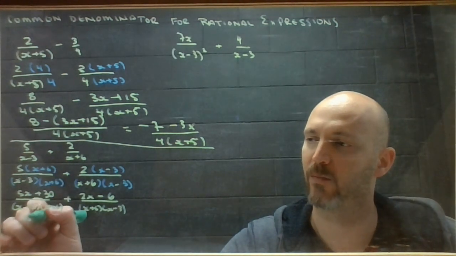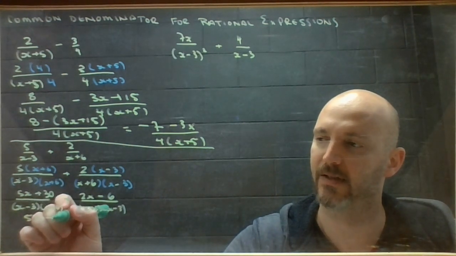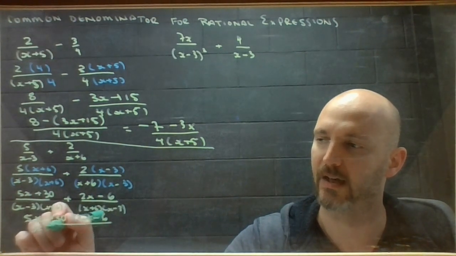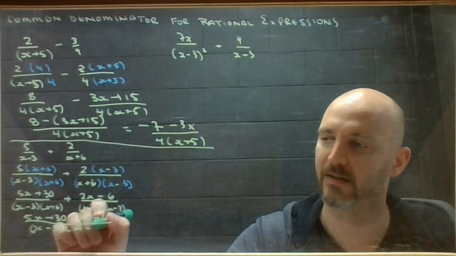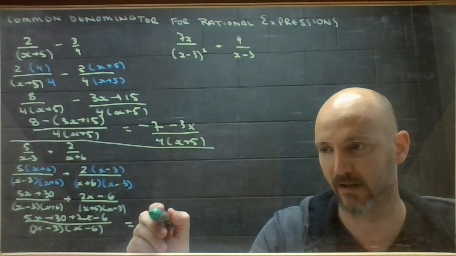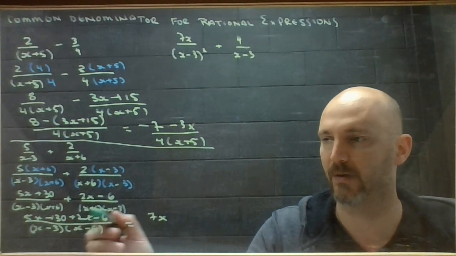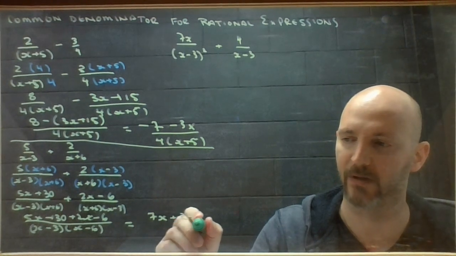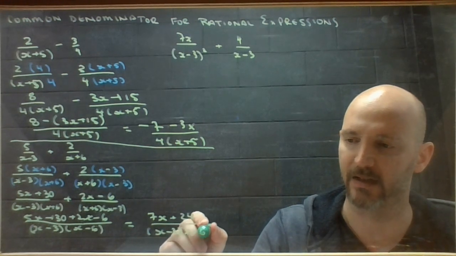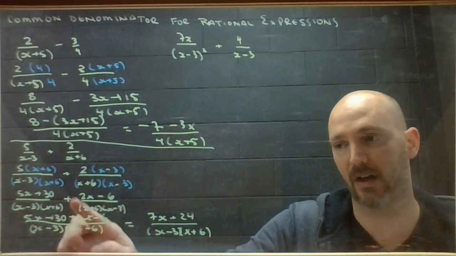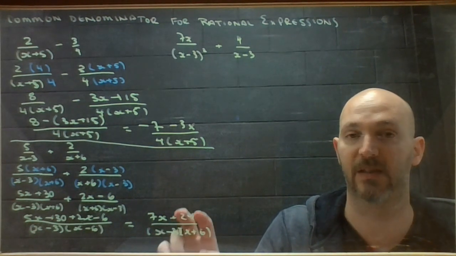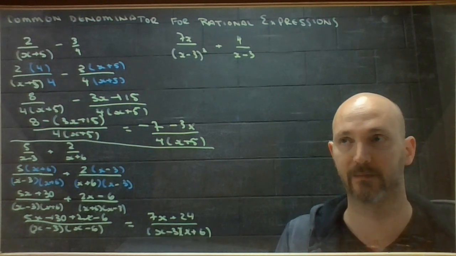So if I combine them as 5x plus 30 plus 2x minus 6 over x minus 3, x plus 6. Gathering the like terms, 5x's and 2x's are 7x's. 30 and negative 6 is plus 24 over x minus 3, x plus 6. So again, I did the FOIL on top because it allowed me to gather like terms. I did not do the FOIL in the bottom so that I could see what factors I still had kicking around.